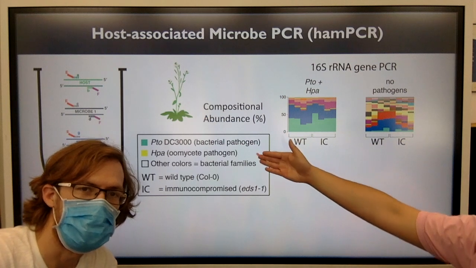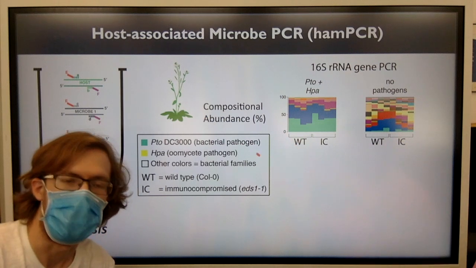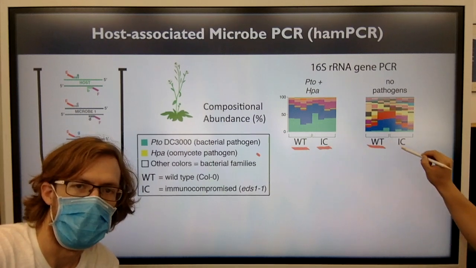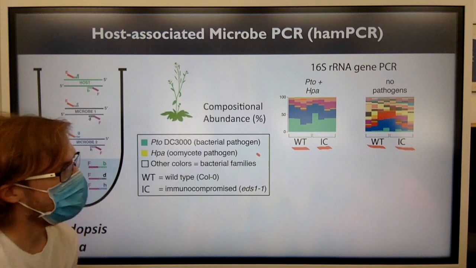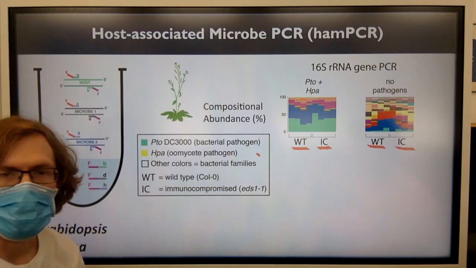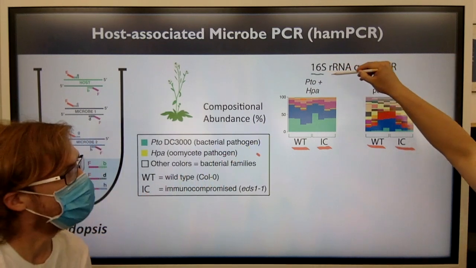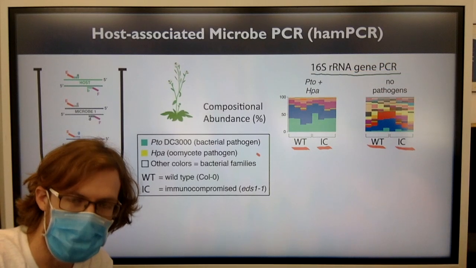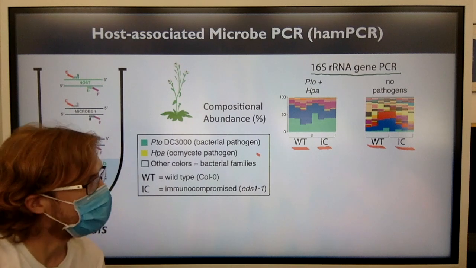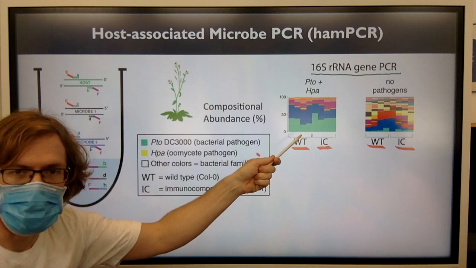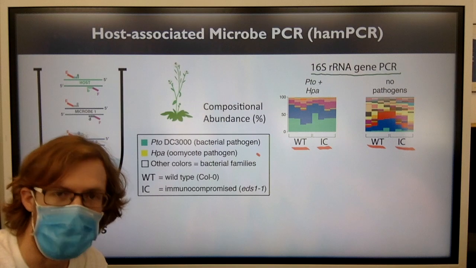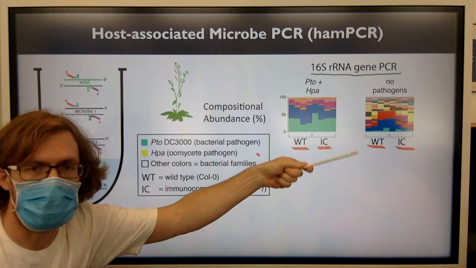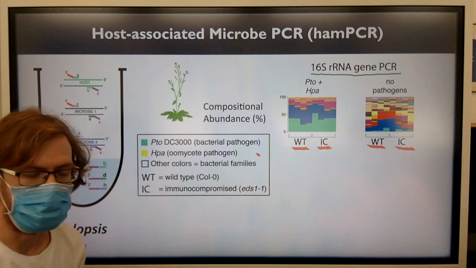Hyaloperonospora arabidopsidis, an oomycete pathogen. We infected wild-type plants and immunocompromised plants, where we expect the oomycete to grow. When we look at the relative abundance of only the 16S, first of all, we don't see any oomycete because the 16S primers can't amplify it. Next, we see the bacterial pathogen, but we don't see a difference between the wild type and the immunocompromised plants. In the uninfected plants, we see a diversity of bacterial families.